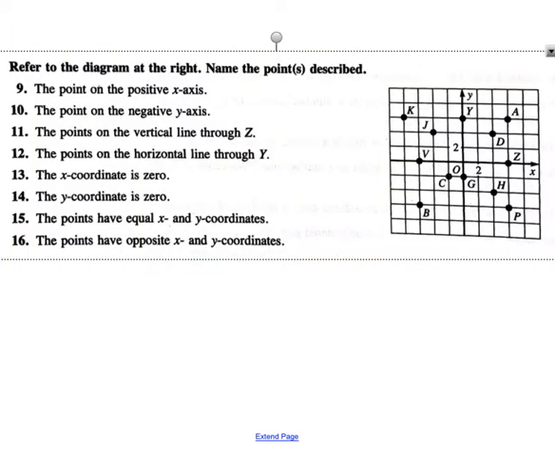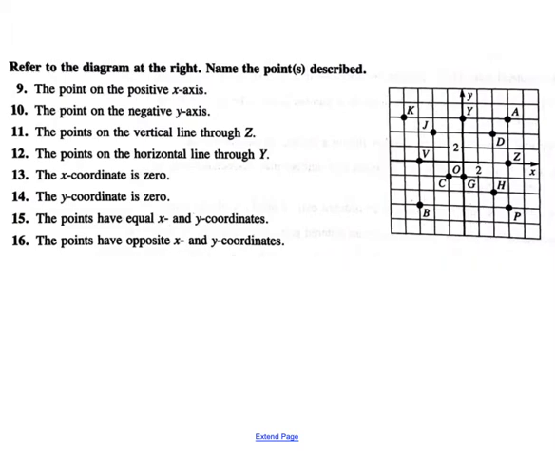Here's our last example. In this example, we are not plotting points. We were asked to read points off the graph and distinguish some information about them. So let's refer to the diagram at the right, and let's name the points that are described. So number 9, the point on the positive x-axis. Well, let's look at our diagram over here. Let's label our origin right here. They've actually got a label for us already, but I will make it really clear that that's our x in the horizontal, and then up and down there is our y-axis.